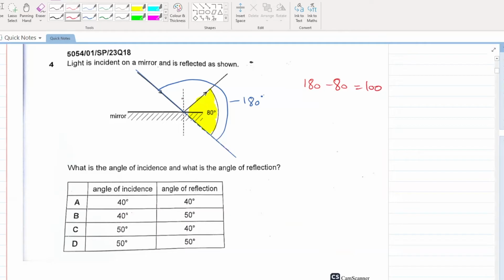Now you know this is the angle of incidence, this is the angle of reflection. Both of them will be equal. 100 is equal to angle of incidence plus angle of reflection. And we know that angle of incidence is equal to angle of reflection. Now substitute it here. 100 is equal to I plus I. 100 is equal to 2I. Angle of incidence is equal to 50, and angle of reflection is also equal to 50. D is your answer.